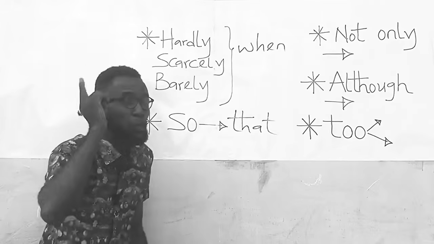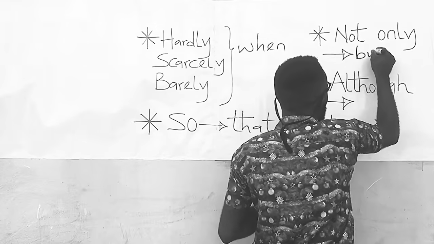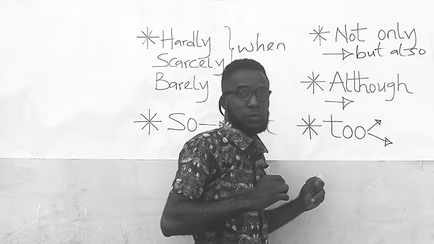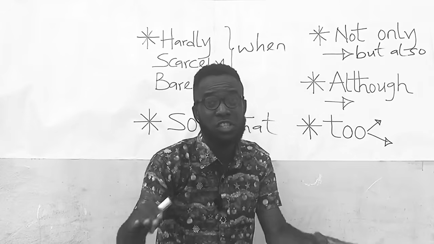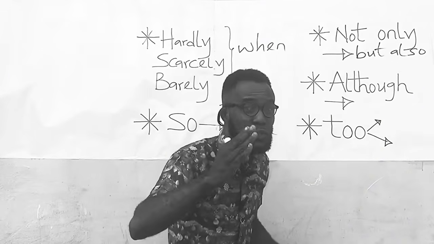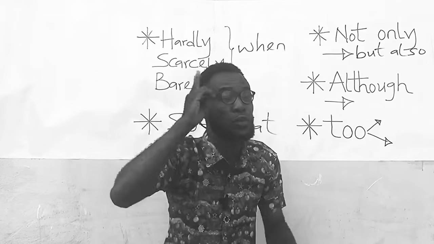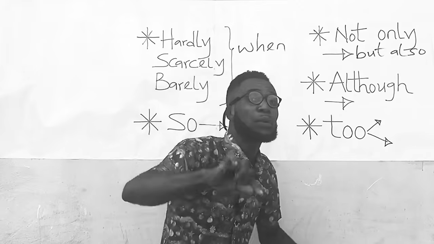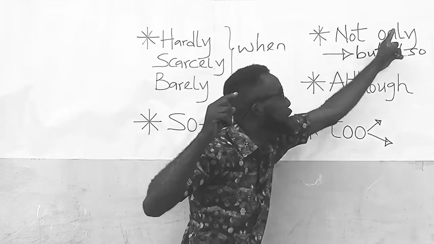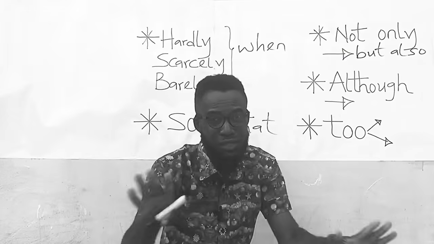Let us continue. The phrase not only collocates with the phrase but also. Not only but also. This means that if an English question contains the phrase not only, then the gap in the question should be filled with the phrase but also. Also, if an English question contains the phrase but also, then the gap in the question should be filled with the phrase not only. For example, not only is she a thief, but also a liar. I believe that is understood.